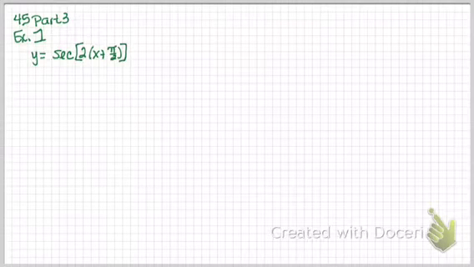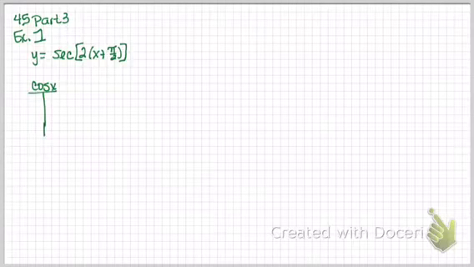Alright, so 4.5, part 3, one more time, but this time with example 1. It wants us to graph y equals secant of 2 times x plus pi over 2. Now remember, secant doesn't have its own parent table. So secant's a reciprocal of what? Cosine.